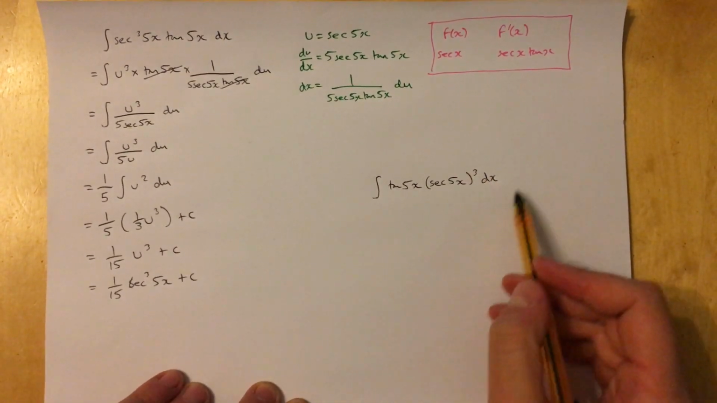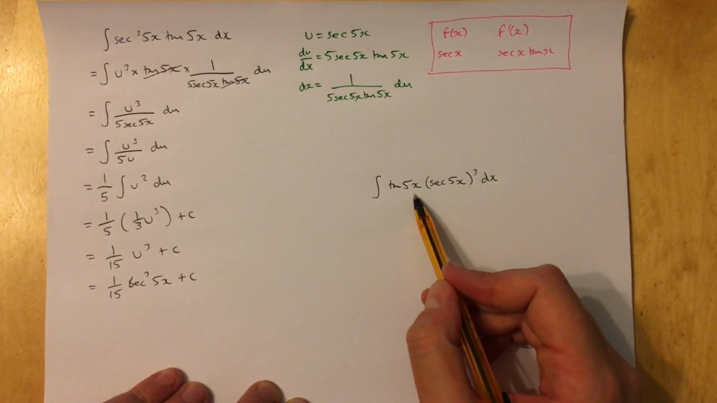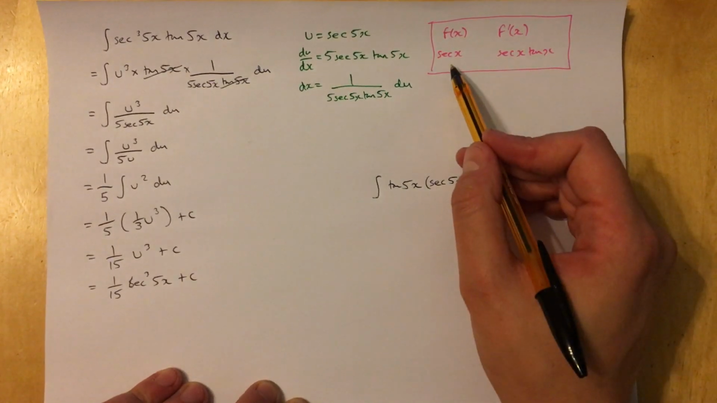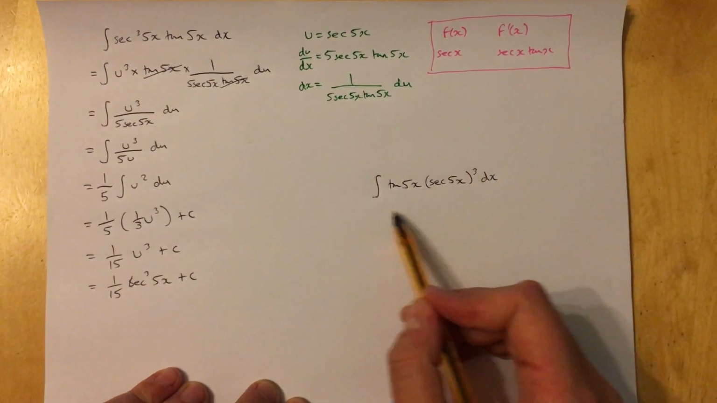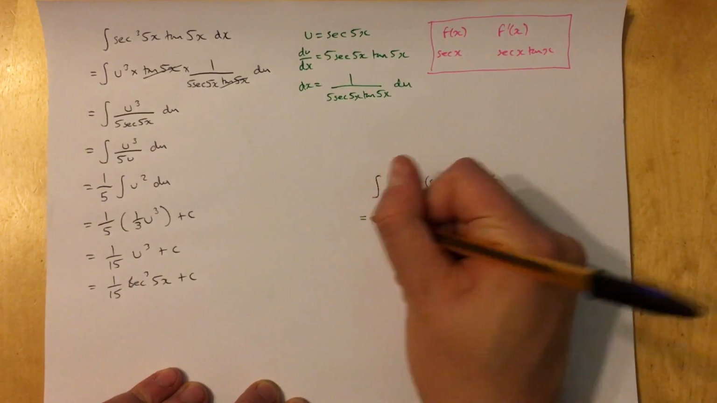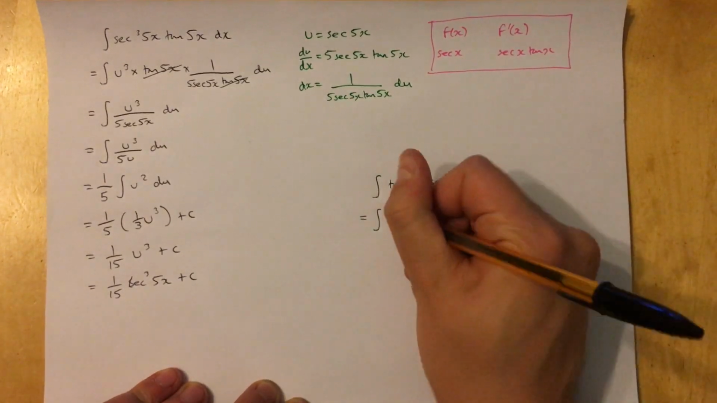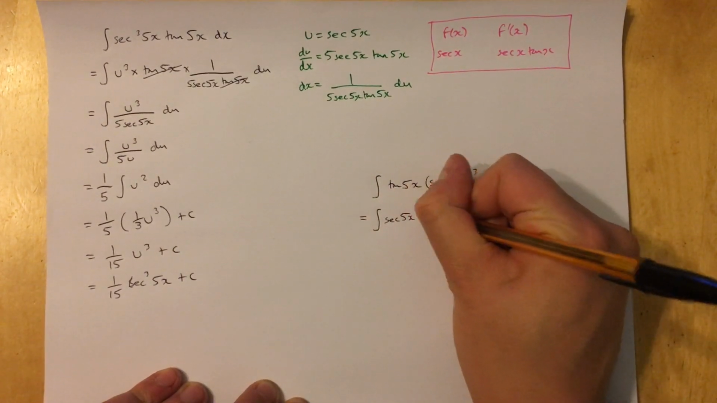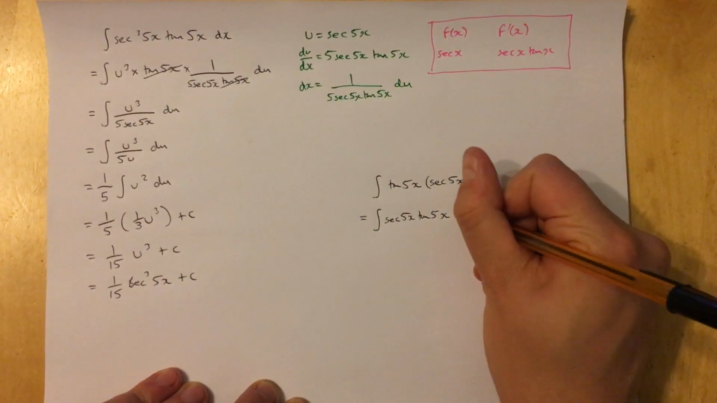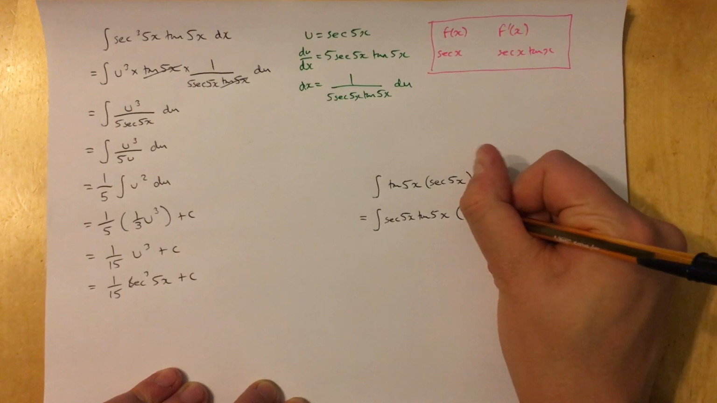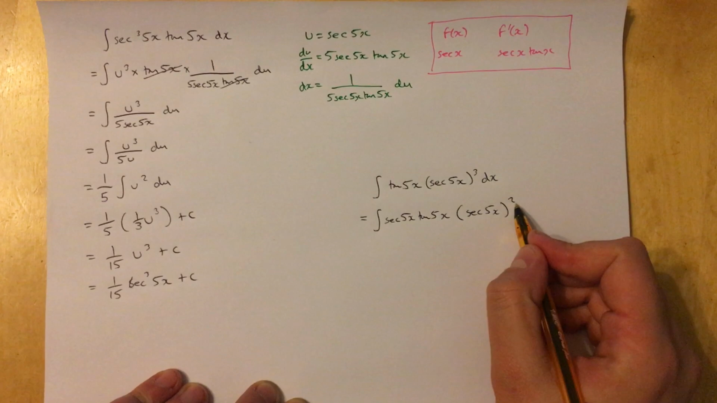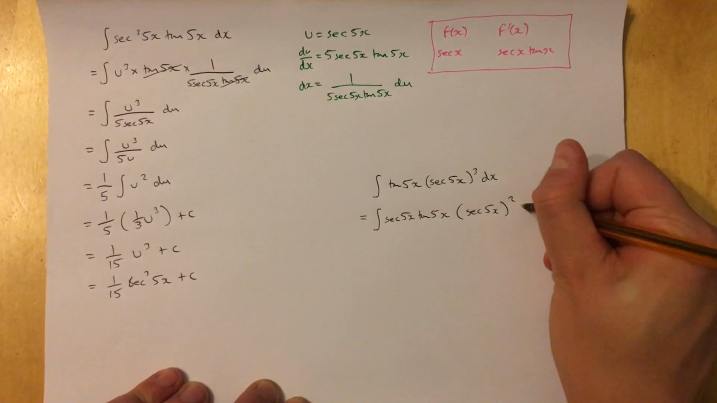Now if we look at that, that's not in the form k f dash of x f of x to the power of m, because the derivative of sec, as we know from our formula booklet, is sec tan. So to get this in the correct form, we would have to write this as sec 5x tan 5x, and then in the brackets we'd have sec 5x squared, because I borrowed one of these sec 5x's to bring down to the front.